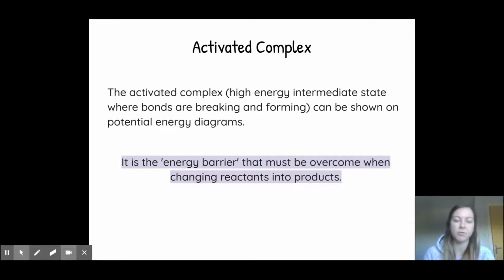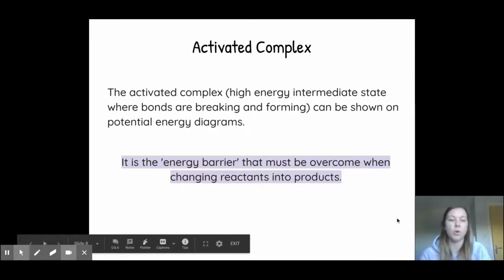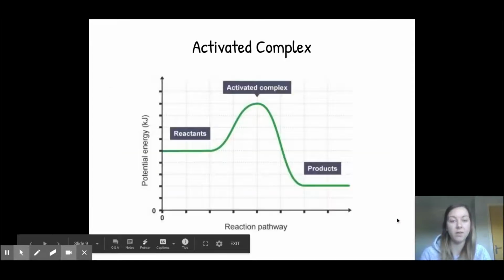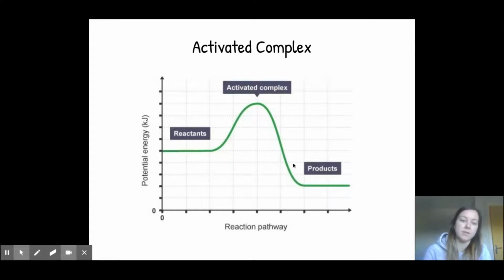You have seen these before when we were talking about enthalpy, but I'll remind you what they look like in just a wee second. This is the energy barrier that must be overcome when changing reactants into products. So it's right at the top of what I like to call the energy hill. The particles must get up this hill to get to the other side. Some reactants might get so far up the hill but not have either the correct geometry or the correct activation energy, and they do not turn into products.